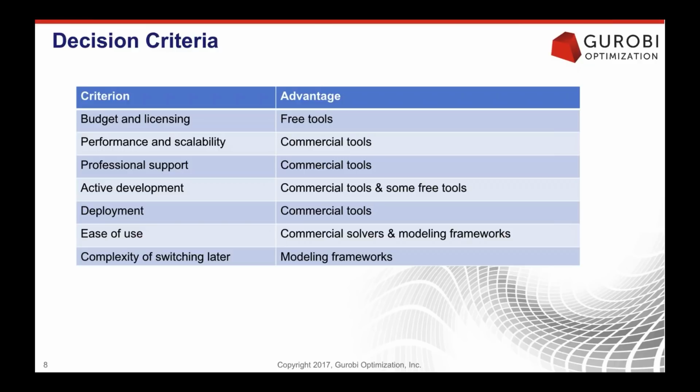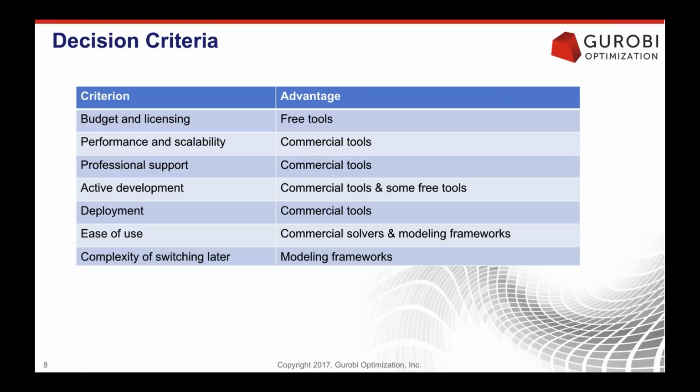So how to choose which solver is the best for you? We figured out different criteria that our customers are looking at when they choose a solver. So for example, budget and licensing is a very important topic when you choose a solver, but also performance and scalability, professional support, and active development are important if you are starting an optimization project. Most of our customers deploy their software to their customers, and so deployment and the ease of use of the solvers is also something that you have to take a look at when you choose a solver. And the last point mentioned on this slide here is complexity of switching later.